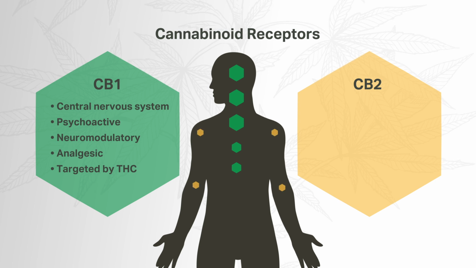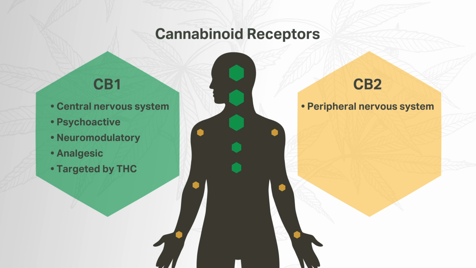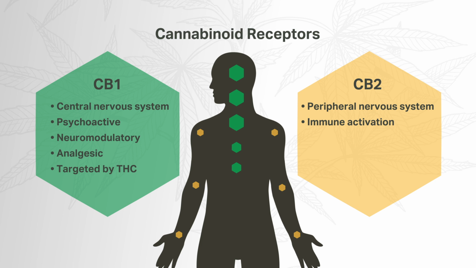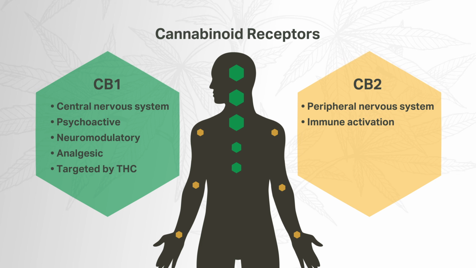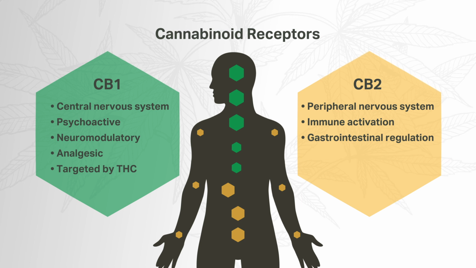On the other hand, if you're looking outside of the CNS, in the periphery of the body, you will see the majority of the CB2 receptors. They are especially abundant in the immune system, so we are talking about macrophages and B and T cells. They're responsible for immune system activation. And they're also present in the gastrointestinal system, where they regulate a lot of processes involved in the digestion and absorption of metabolites.